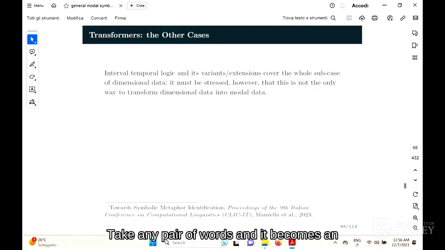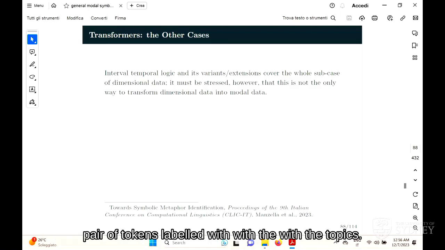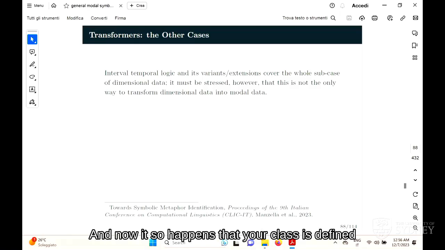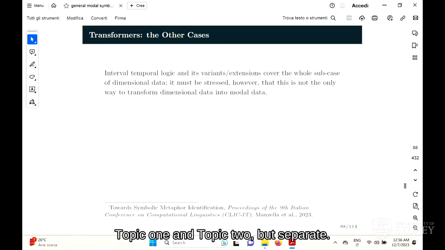And now, here's what I say: take any pair of words and it becomes an interval. Within an interval, there's a text. This text can go through your topic modeling, and now you have every possible pair of tokens labeled with the topics. And now it so happens that your class is defined by the fact that topic 1 is spoken within topic 2. And then the opposite of your class has topic 1 and topic 2, but separate.